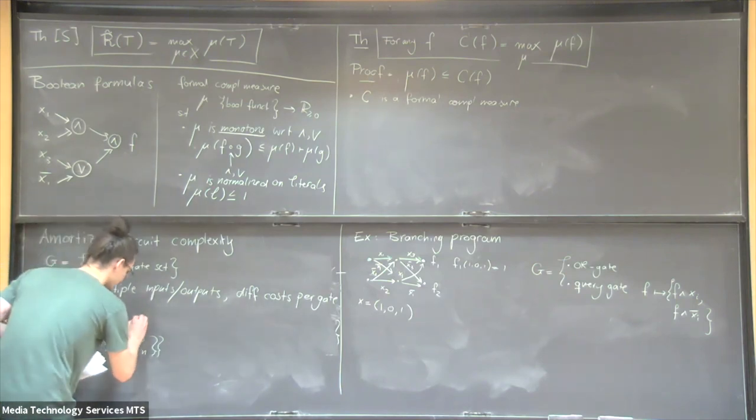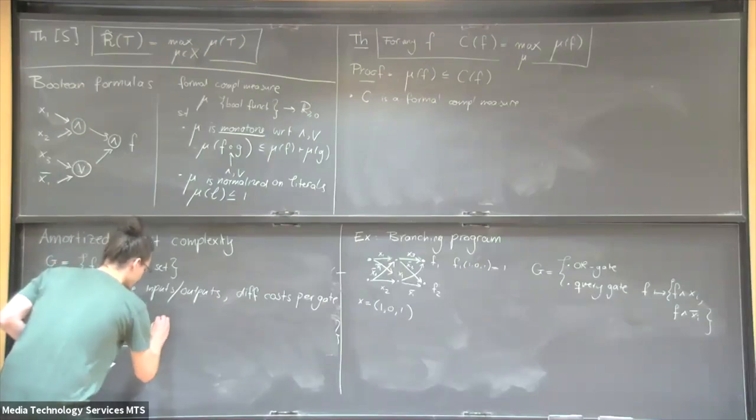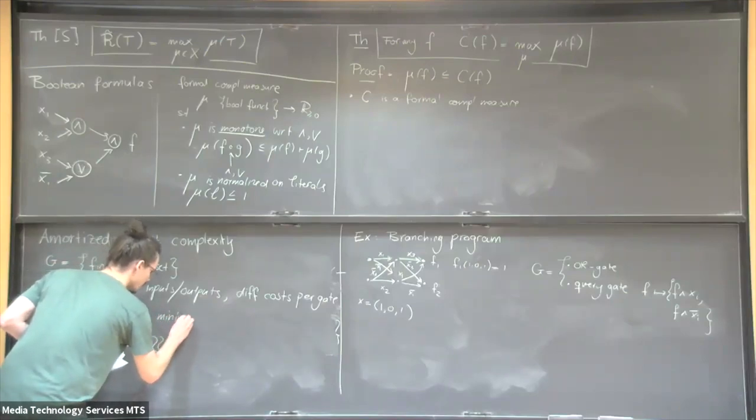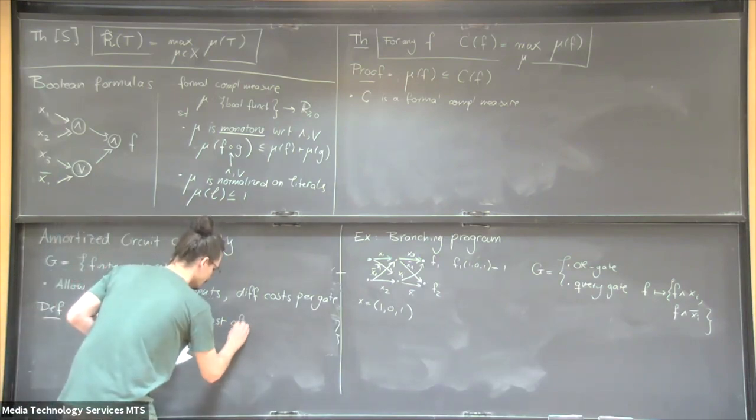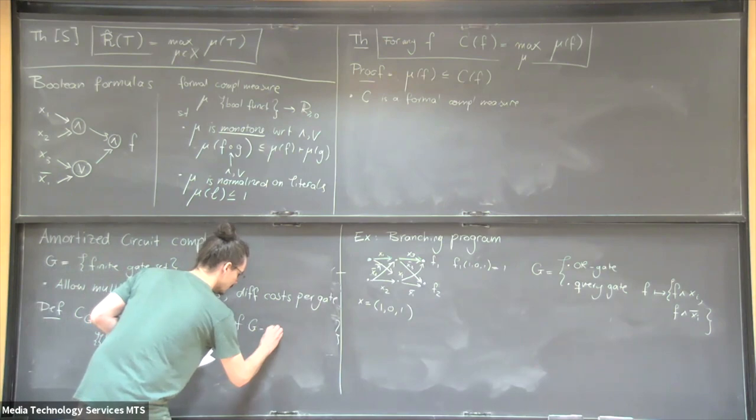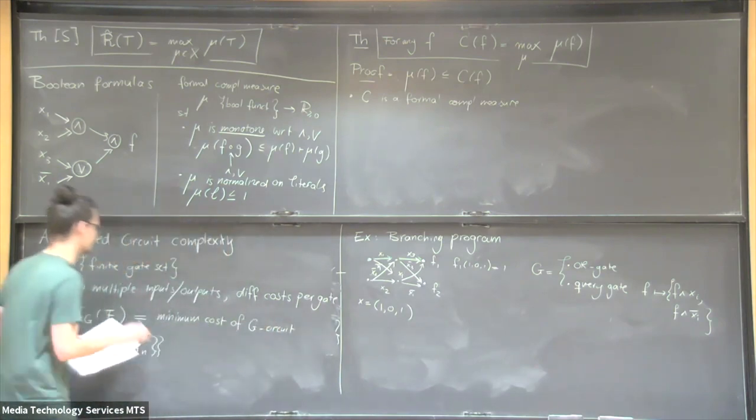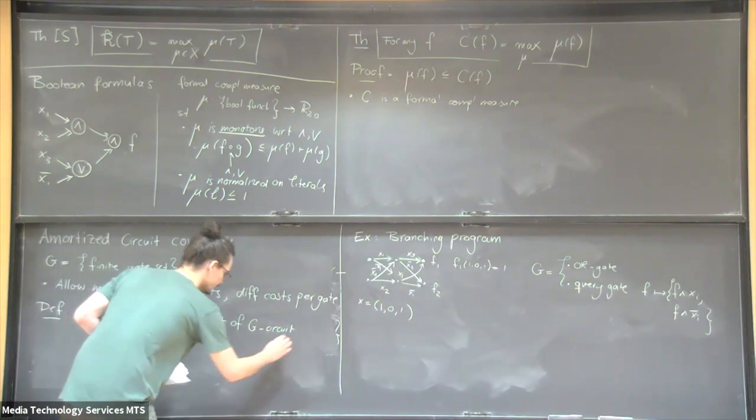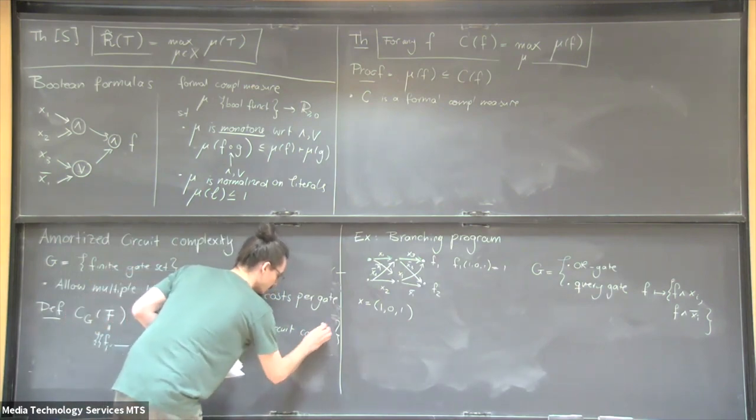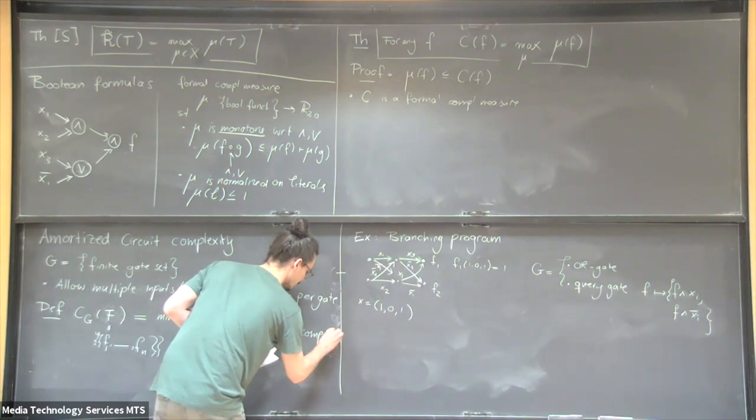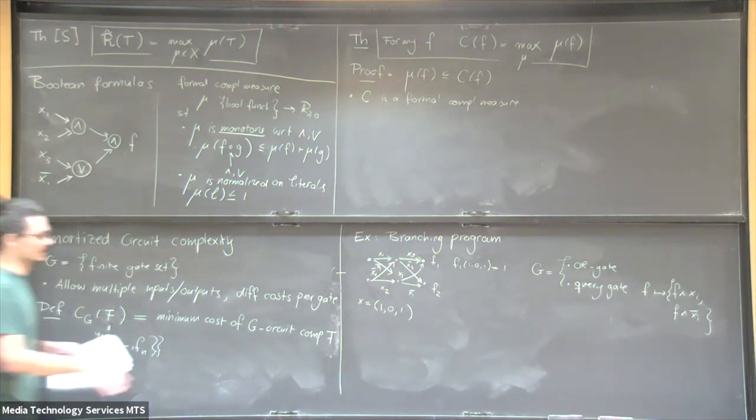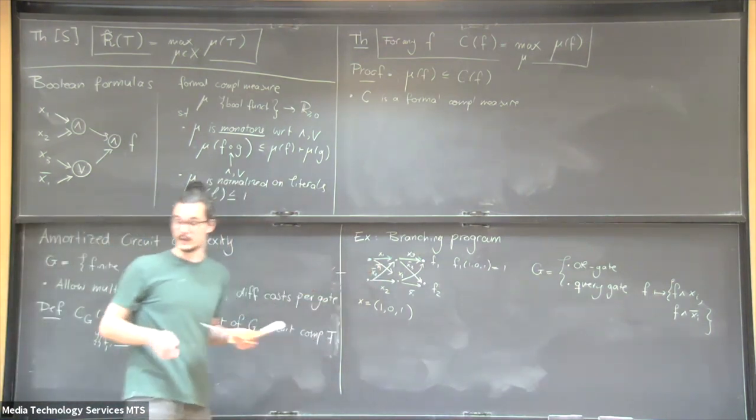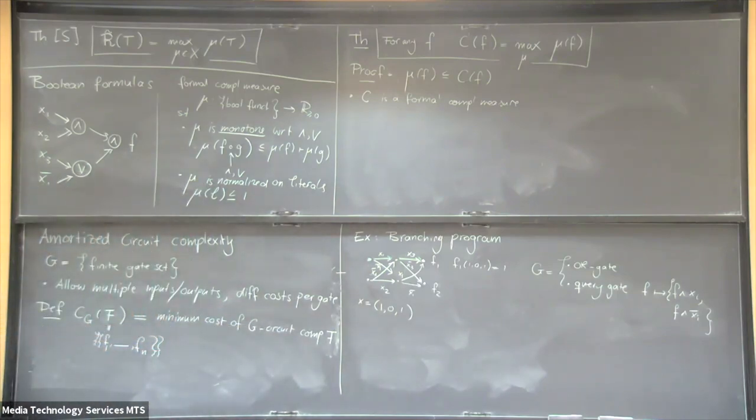And I'll define this complexity as the minimum cost of any G circuit. So it's a circuit composed of my gates computing all the functions in my multiset. Is it that any Boolean function can be realized like this? Yeah, this is a complete model. This model can compute any function, absolutely.